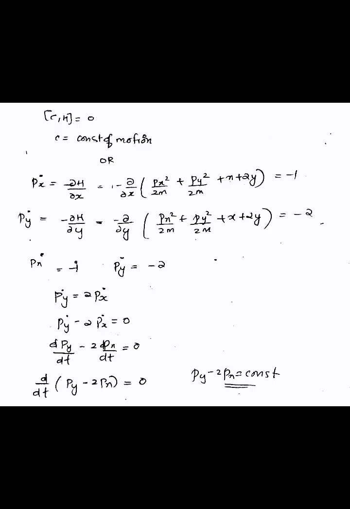That means py minus 2px is equal to a constant. So in this method also we can solve this question. Next question: the Hamiltonian of a classical one-dimensional harmonic oscillator is H = 1/2 (p square plus x square) in suitable units. Then the total time derivative of the dynamic variable p plus root 2x is dash.